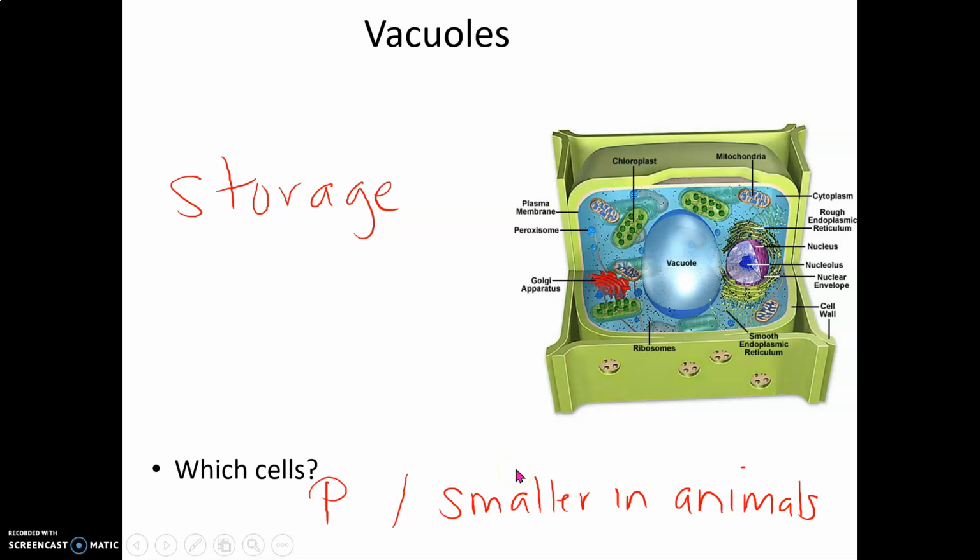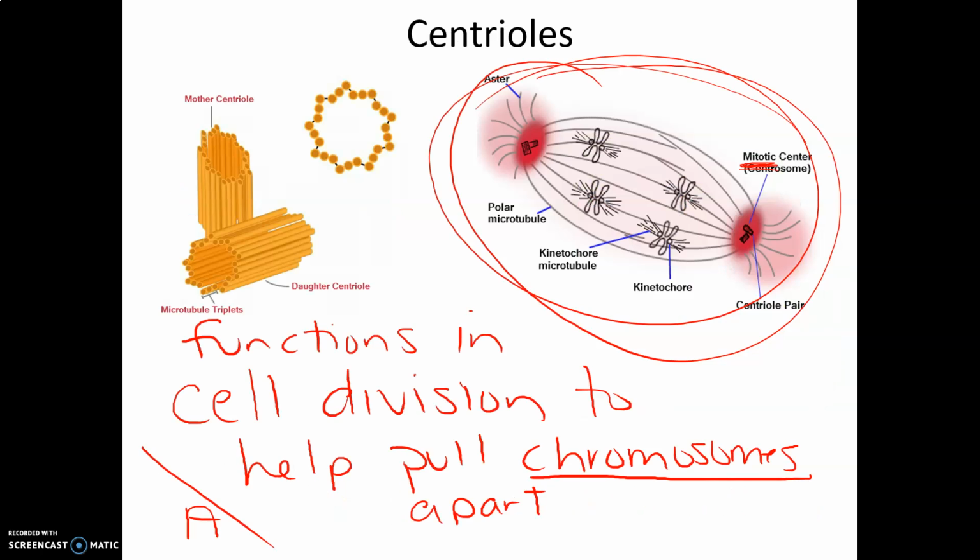Now, there are some animal cells, depending on the type of cell, that can have a large vacuole. For instance, fat cells, okay, adipocytes. They hold adipose, aka fat, so they tend to have these large vacuoles because their job is to store that fat. And then we have centrioles.